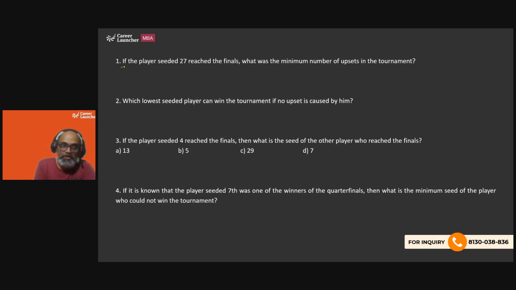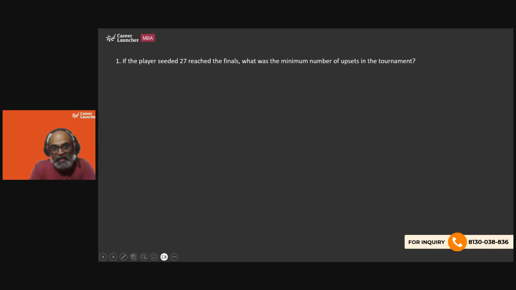So even though 3 questions start with if, it means obviously we do not know the outcome of every match or the matches in every round. So it will depend upon what kind of conditions are provided to us, right? Let's look at the first question. If the player seeded 27 reached the finals, what was the minimum number of upsets in the tournament?